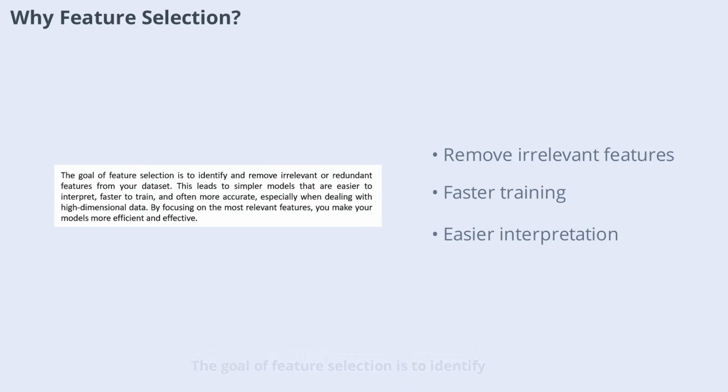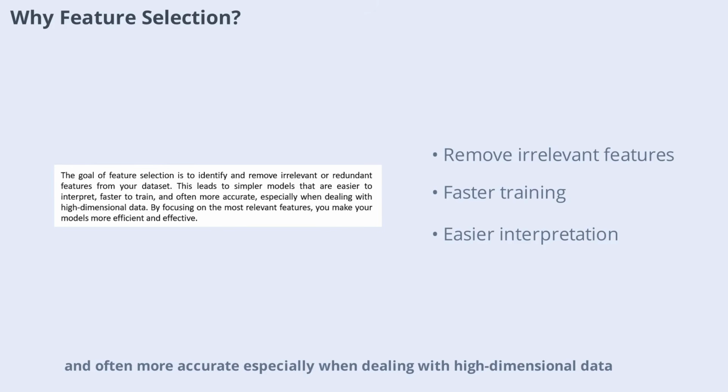The goal of feature selection is to identify and remove irrelevant or redundant features from your dataset. This leads to simpler models that are easier to interpret, faster to train, and often more accurate, especially when dealing with high-dimensional data. By focusing on the most relevant features, you make your models more efficient and effective.